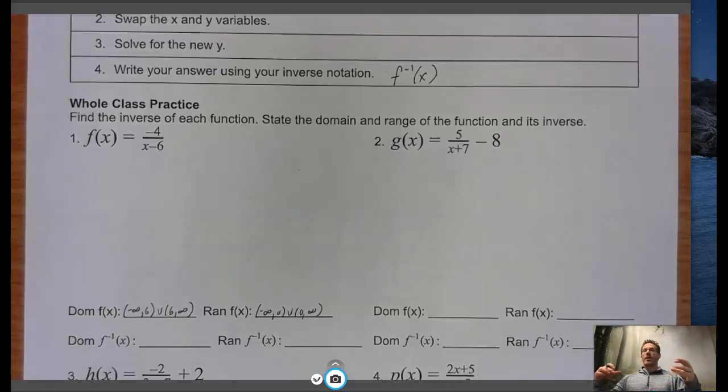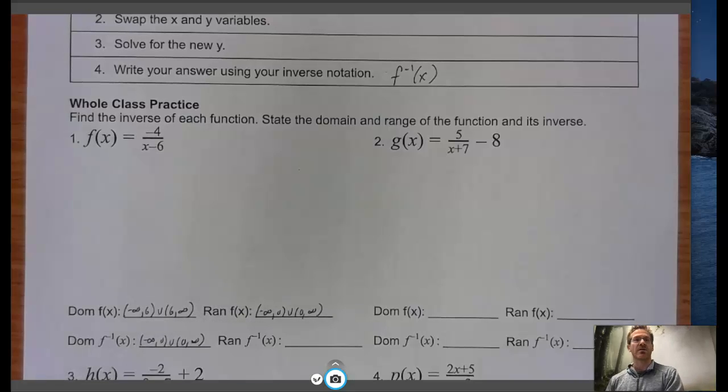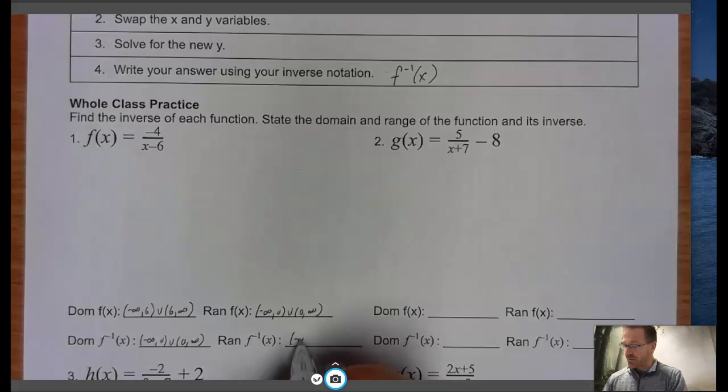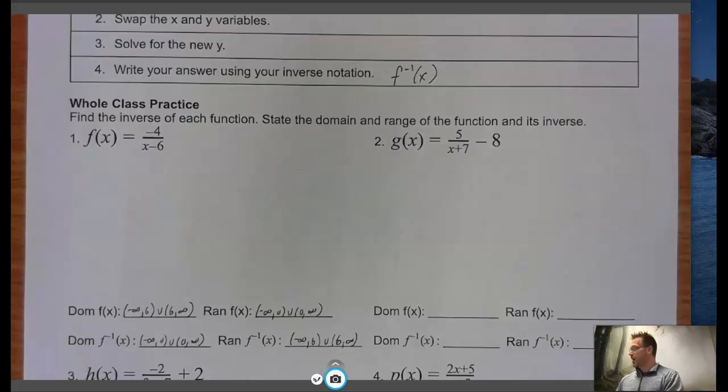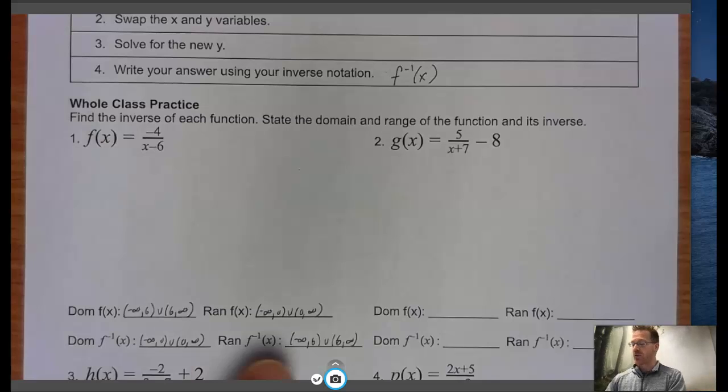Now, here's why we're doing this, because here's what we know. We know the domain and the range switch when we solve for our inverses. So the domain of my f inverse, of my inverse function, should be the range of my original function. So it should be negative infinity to 0 and then 0 to infinity. And then the range should be the domain here. So I want to have negative infinity to 6 union 6 to infinity. So if we do everything correctly, that should work out. So this we know should be true. The function we solve for should give us a domain of this and a range of this.